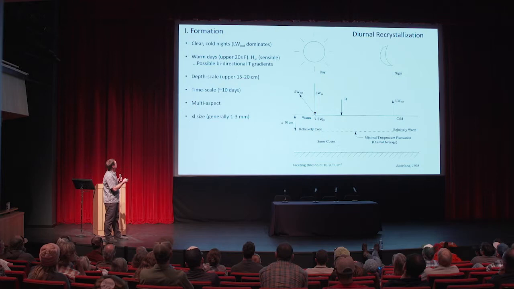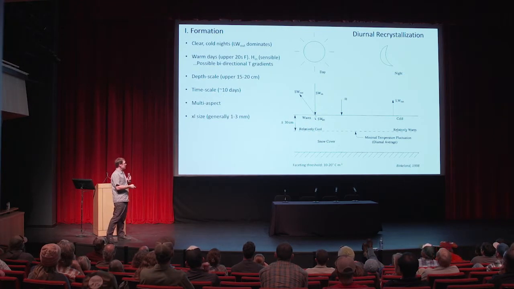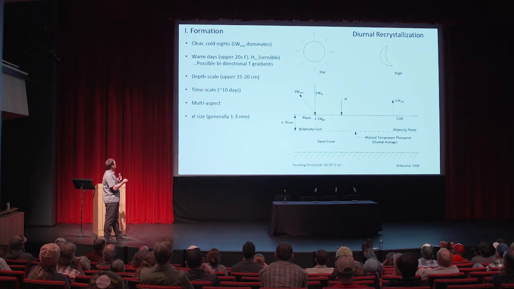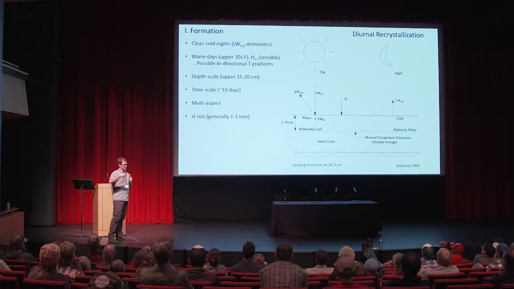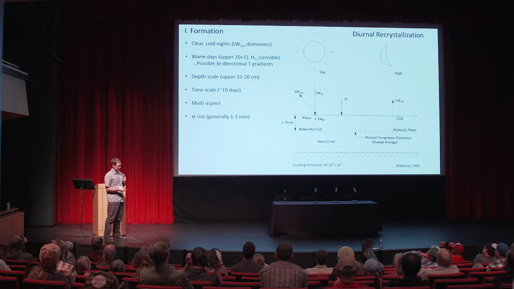And it makes sense. I've listed some of these features here that really fit with the formation of our weak layer. The clear cold nights with long wave outgoing radiation dominating, setting up a steep temperature gradient in the near surface. The depth scale made sense for the thickness of our layer over many days, many aspects. And whereas depth hoar can be these much bigger crystal sizes, 4 or 5 millimeters, these were generally the crystal sizes we were seeing as well.